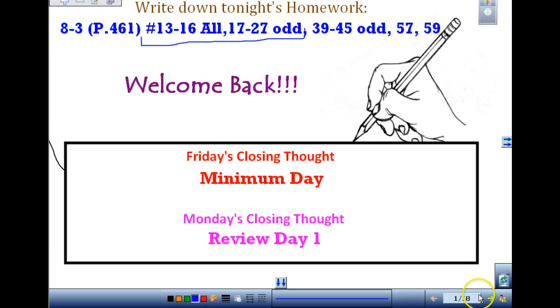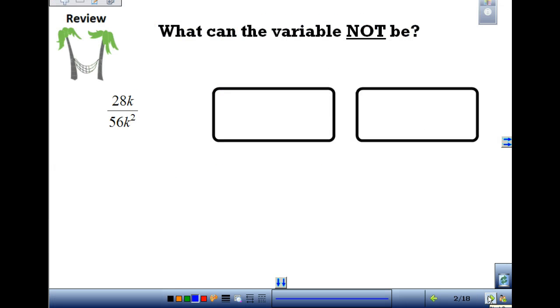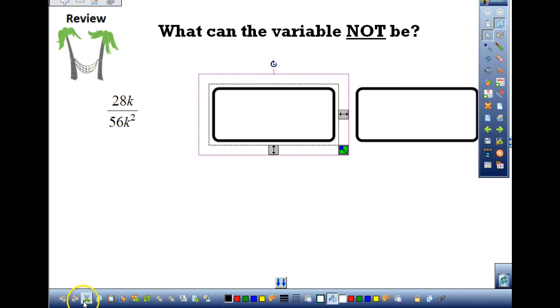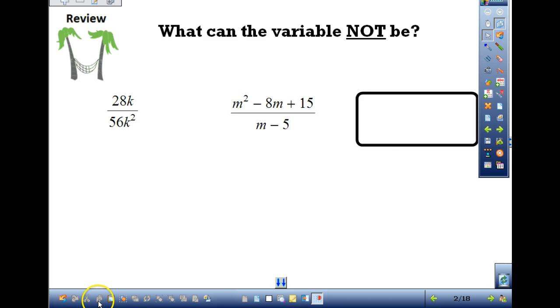So here we go. All right. So real fast, let's just review looking at these values and looking at the denominator and what values give you 0 on the bottom. Not difficult, but still worth reviewing. There we go. Get these out of the way right now.